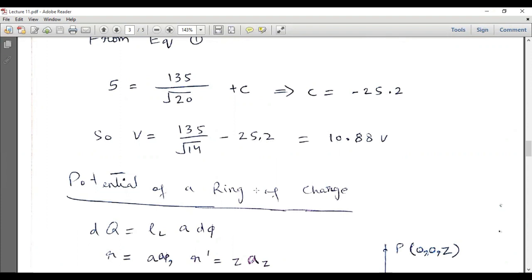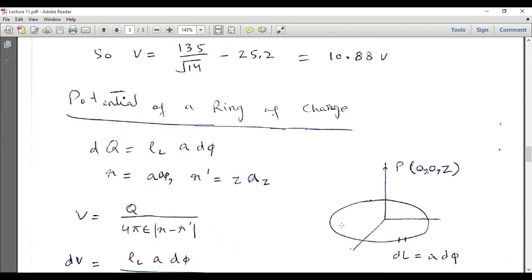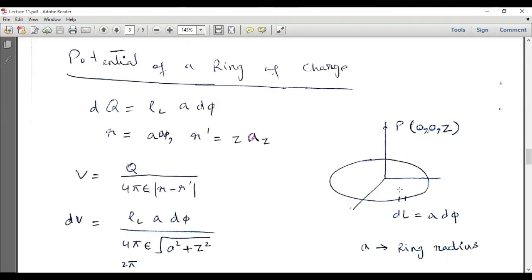So now we will discuss the case of a ring of charge. Suppose this is a ring of charge and it is placed at the z is equal to 0 plane, and we have to evaluate the potential at this point whose coordinates are 0, 0, z. And again we will have to use the line integral formulation.